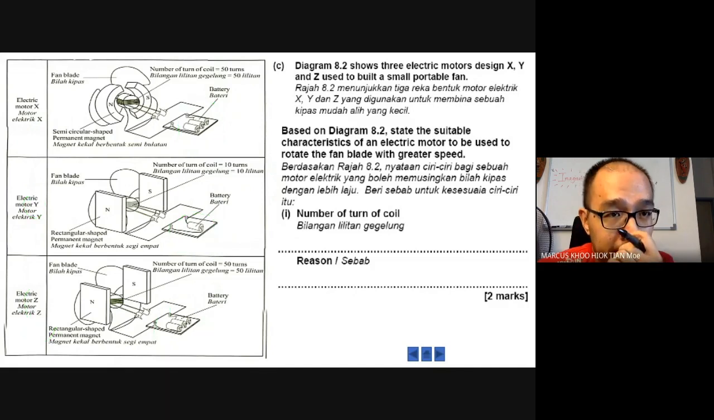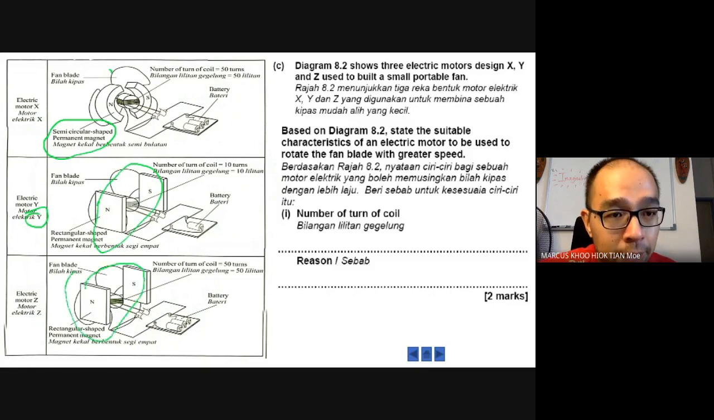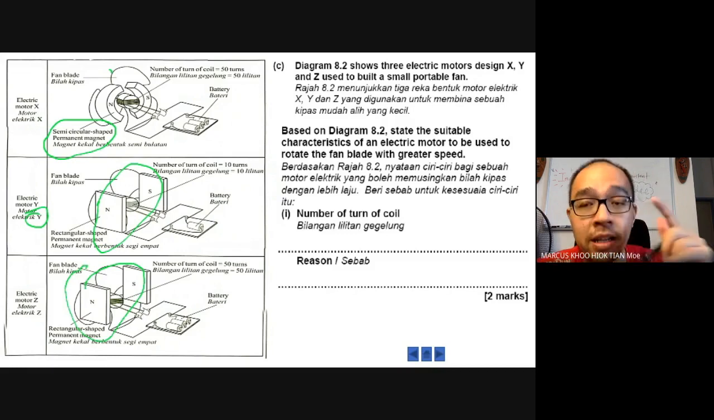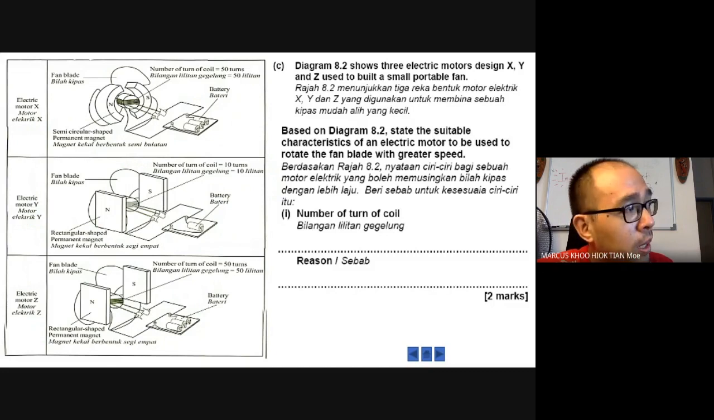Okay. Thirdly, electric motor X has a semicircular shaped permanent magnet, electric motor Y has a rectangular shaped permanent magnet, and electric motor Z has a rectangular shaped permanent magnet. Did I say motor magnet? Sorry, permanent magnet. Okay, so these are the differences between the three. So let's analyze them one by one. The number of turns in the coil. Which is the suitable number of turns in the coil? Adam, how would you answer this? And why?